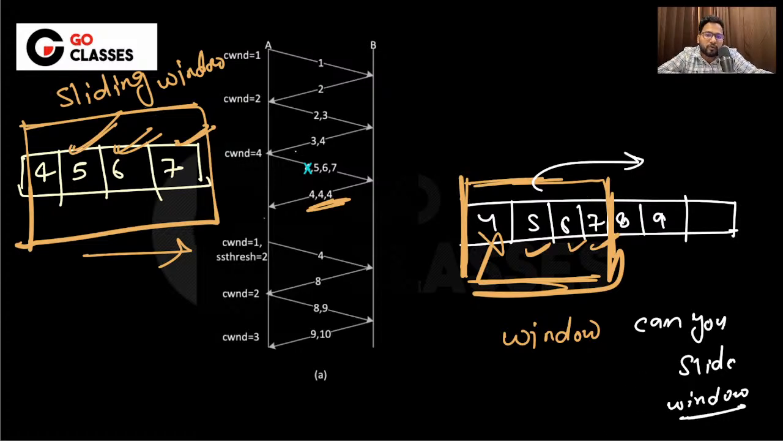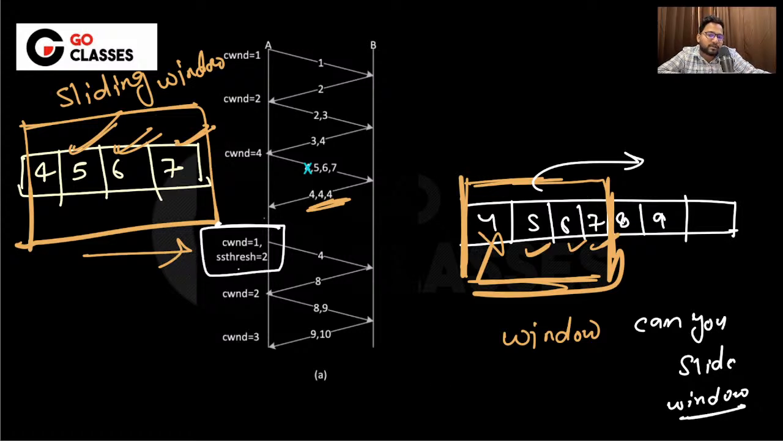Anyway, so basically now 4, 5, 6, 7 has been sent, 4 is lost. So 4, 4, 4, these 3 duplicate ACKs have been received. Now on the 3 duplicate ACKs, it is given that you will be setting the current window size as 1 in version 1, and the slow start threshold is divided by 2, right? Now which means the window size is 1.